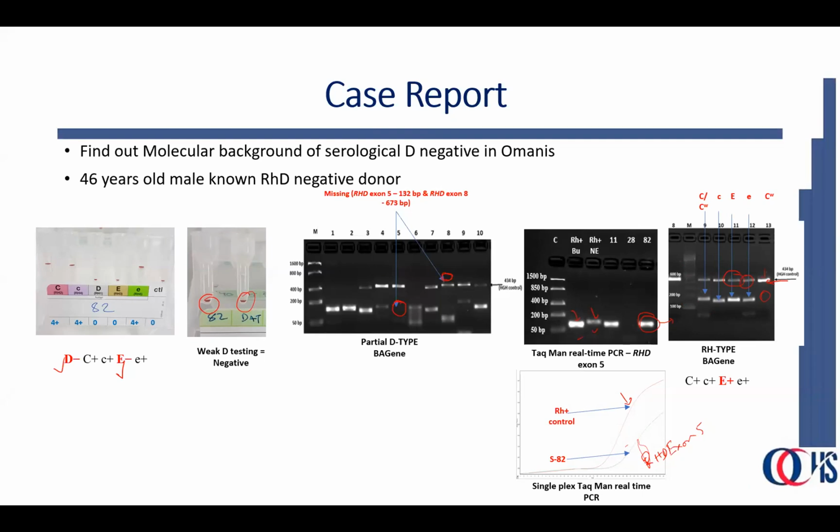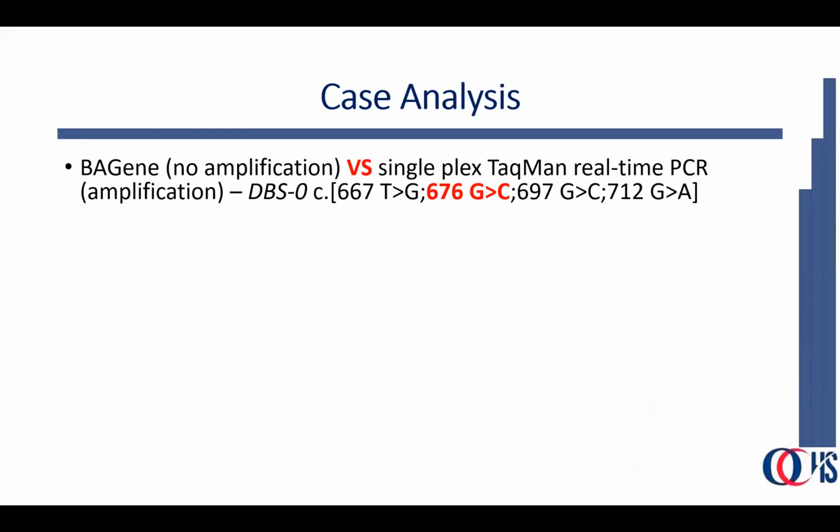So what is the conclusion here? We are having a big E extra, additional here. So our conclusion was this: is this a DBS0-like allele? Are we dealing with a DBS0 allele? But further analysis now.